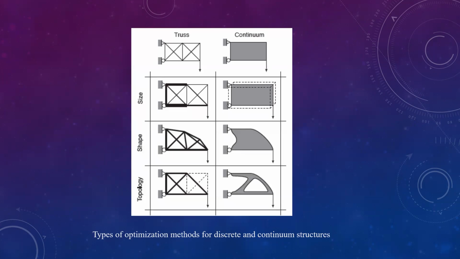So, as we can see, these are the trusses. It's a shape in which there are structural members connected by the nodes. A topology is shape and size. There are types of optimization methods for discrete and continuum structures.